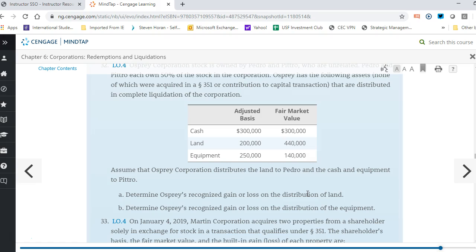Now, the related party loss limitation does not apply because the distribution is not to more than a 50% shareholder. Pietro owns exactly 50%. If he owned more than 50%, it'd be a different story. It'd be a disallowed loss, but because it's exactly 50%, the loss is allowed.